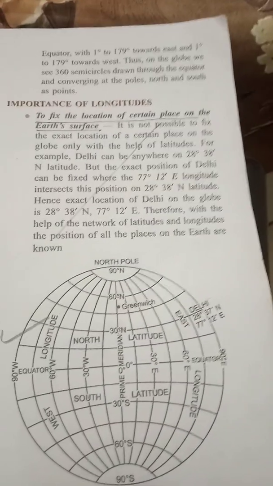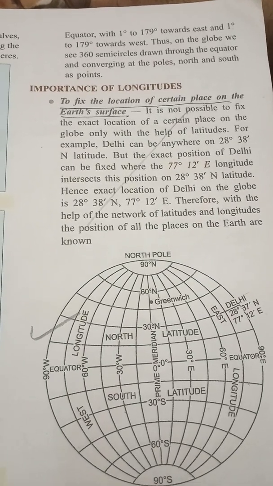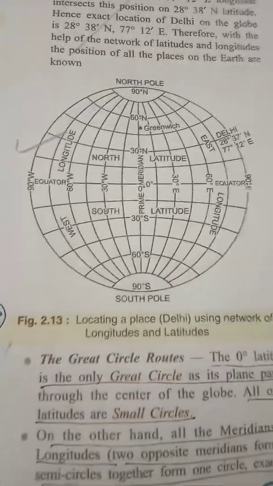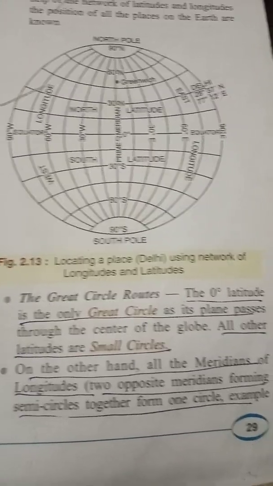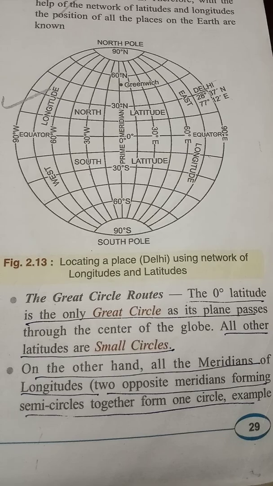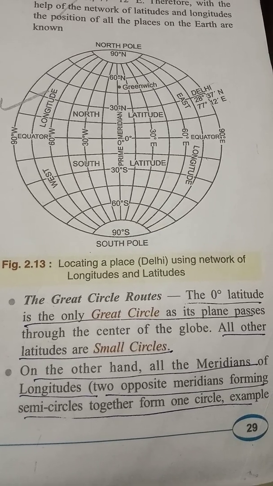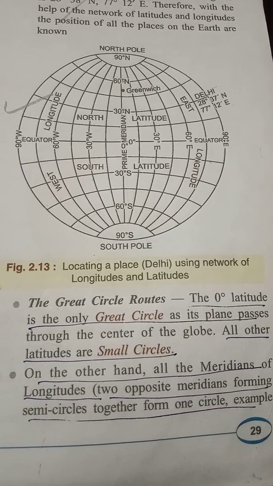Now see children, what is the importance of longitude? Because they help in fixing the location of a certain place on the earth's surface. So that is why they are important. And there are great circle routes which are followed by navigators. The 0-degree latitude, the equator, is the only great circle as its plane passes through the center of the globe. All other latitudes are smaller circles.